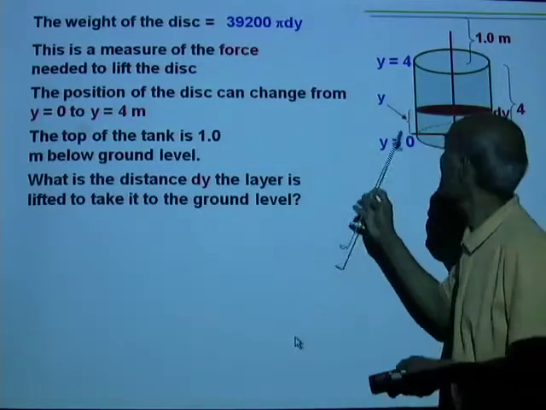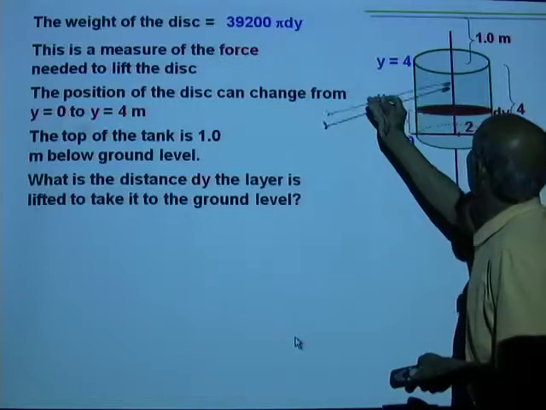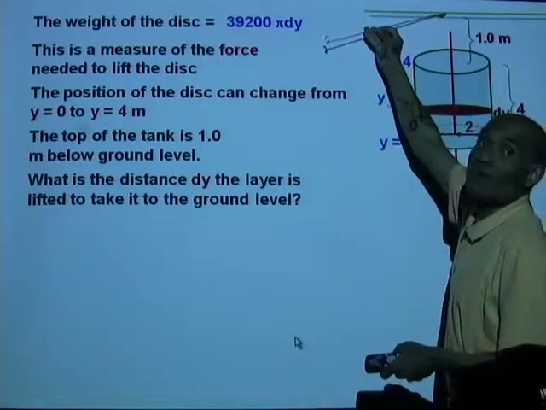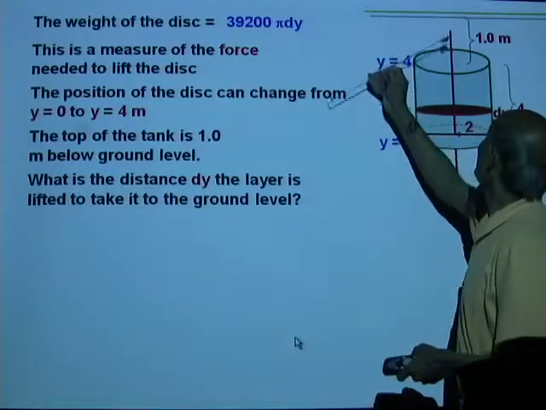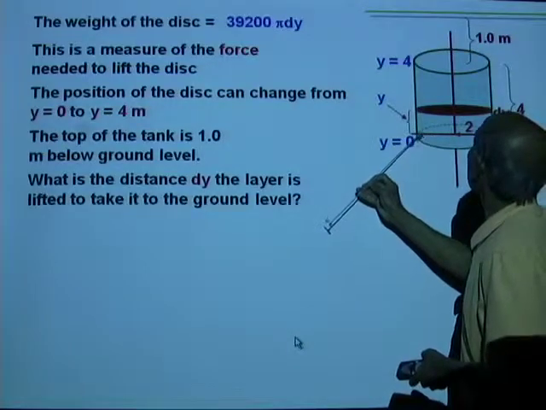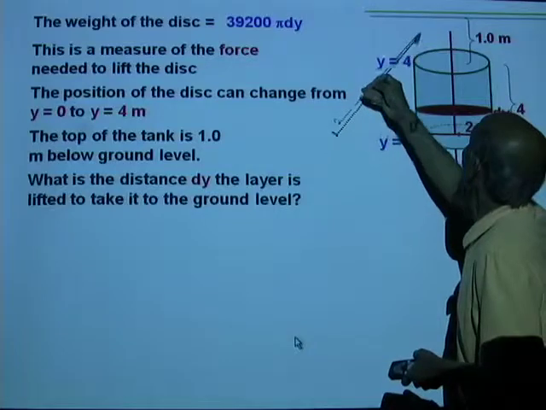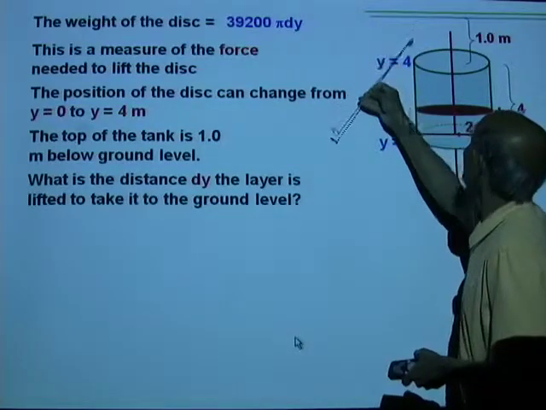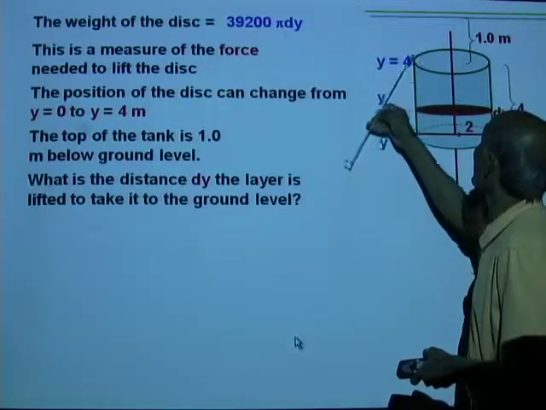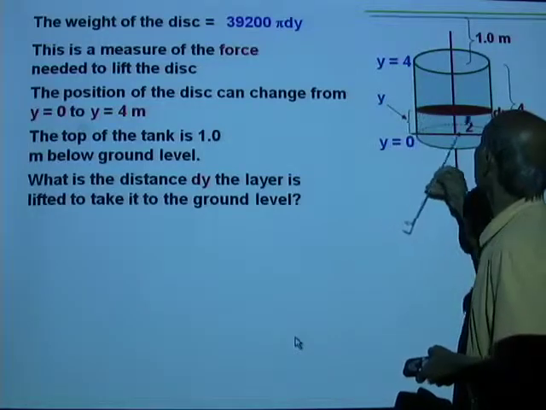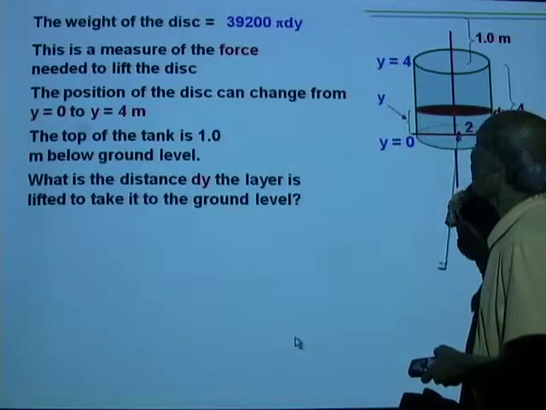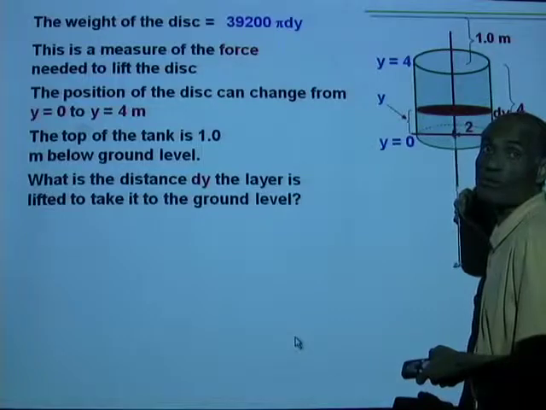Can you tell me what that is? Well, if you notice, that is the ground level, and the total distance, the height is actually 4 plus 1, 5. So this total distance is 5 meters. And the layer is at a distance y meters from the origin.